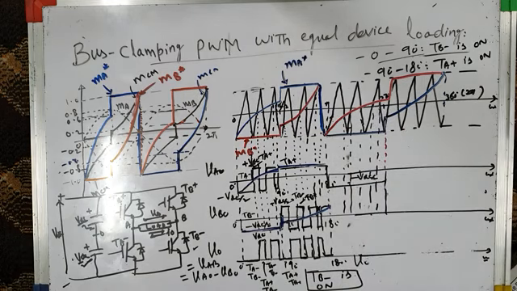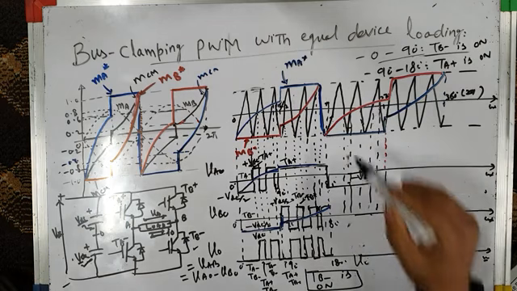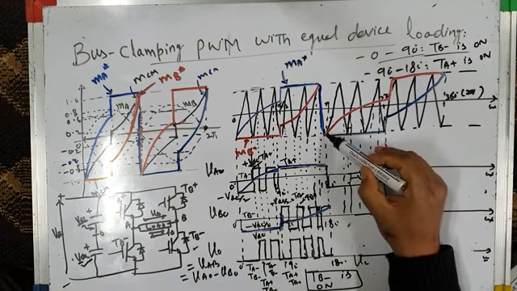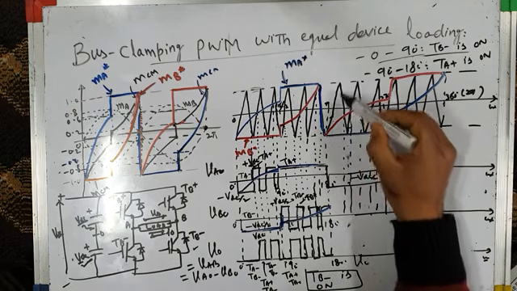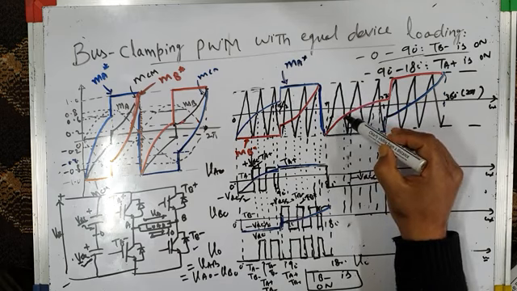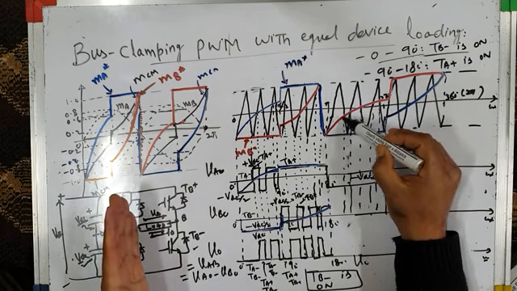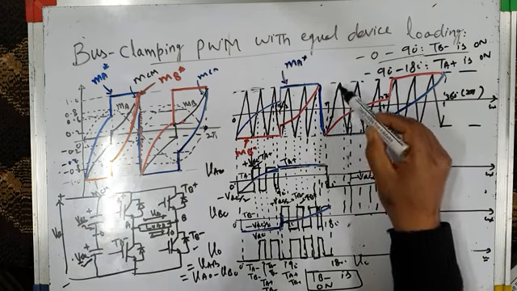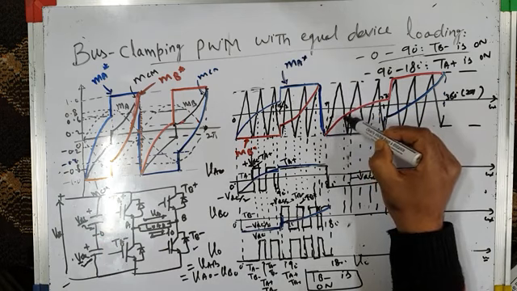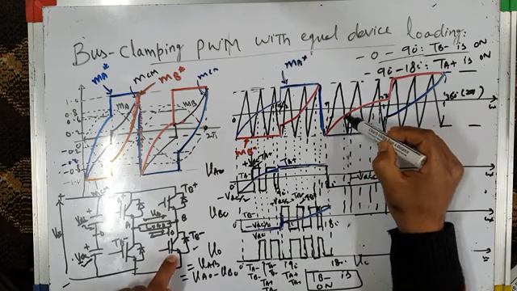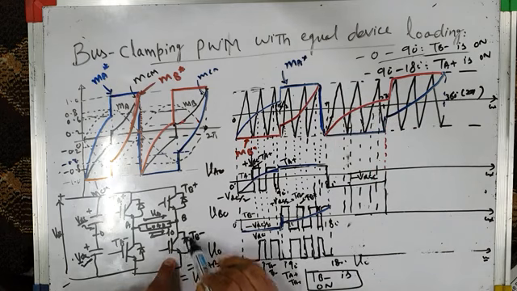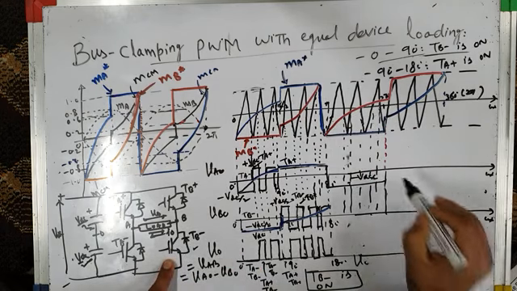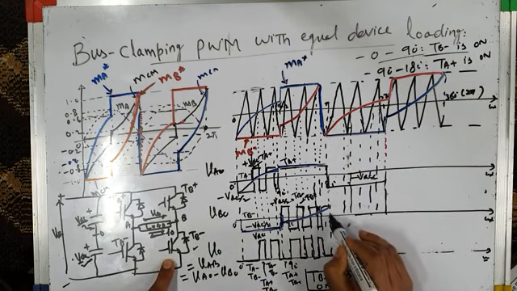ये देखिए, this is MB star. From this period to this period, triangular carrier wave is higher in amplitude than MB star. तो leg B की switching हो रही है, and since triangular carrier wave is higher in amplitude than MB star, so bottom switch TB minus will be on here, and VBO will be minus VDC by 2 during this period. So it will be minus VDC by 2.